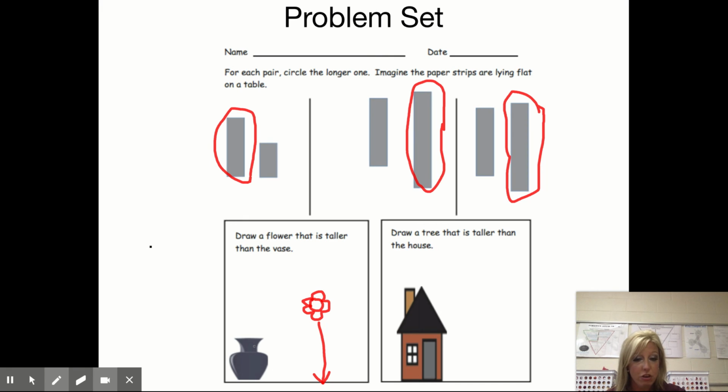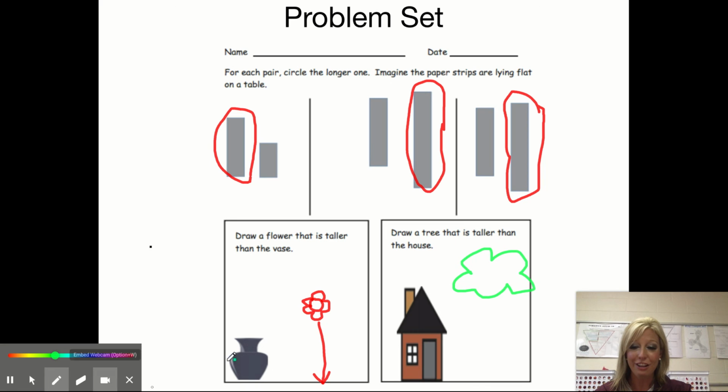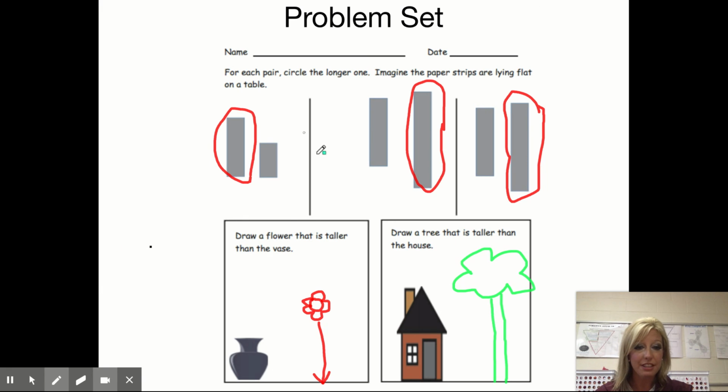Now it asks us to draw a tree that is taller than the house. Maybe I'll try to change colors this time. So I'm going to draw a tree. Like I said, we're not making fun of Miss Beach's drawing. We're just making sure it's taller than our house. And we want to start with that same end point down here so that we get a true picture of whether the tree is really taller than the house.